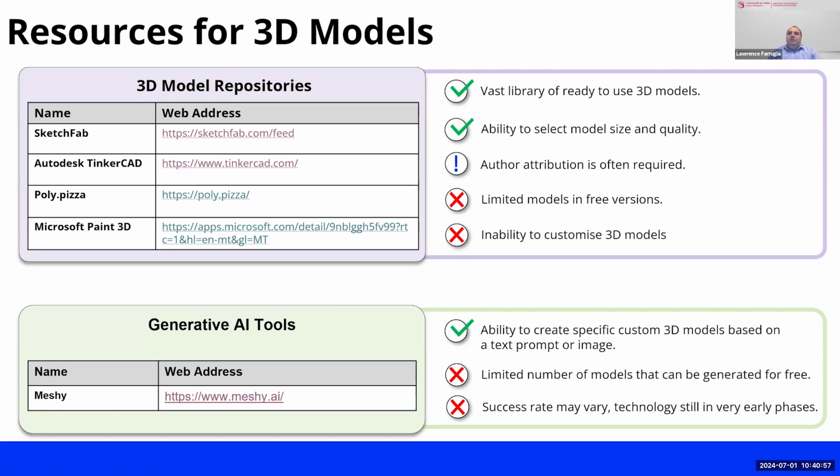With generative AI tools, you can create specific models, very specific, reflecting your needs. Of course, this depends on the quality of the text prompts. As with most AI tools, there are limited models that can be generated for free. So again, here I'm running a trial. And again, the success rate may vary because, as I mentioned, the technology is still in its early phases.